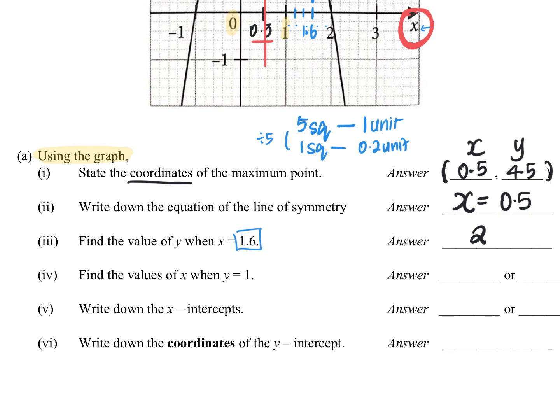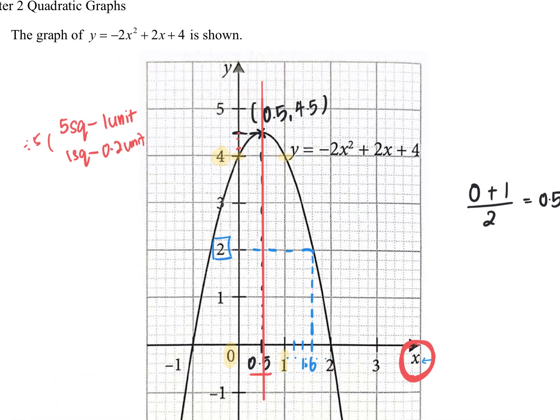Next question. Find the values. Madam Ng always likes to do this, right? So find the values of these values. In this case, how many answers will there be? There'll be 2 answers, right? Anyway, they say that y equals 1. So we go to our y-axis and look for the number 1 over here.